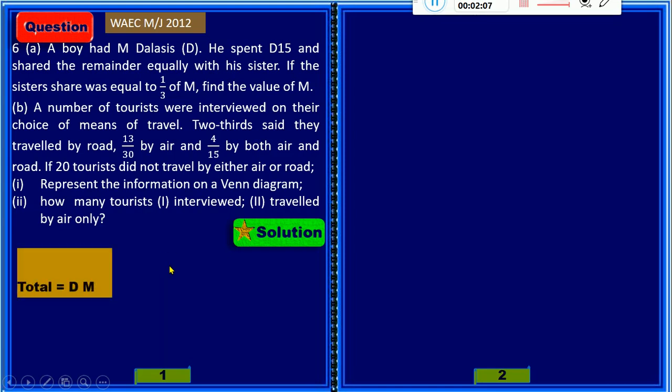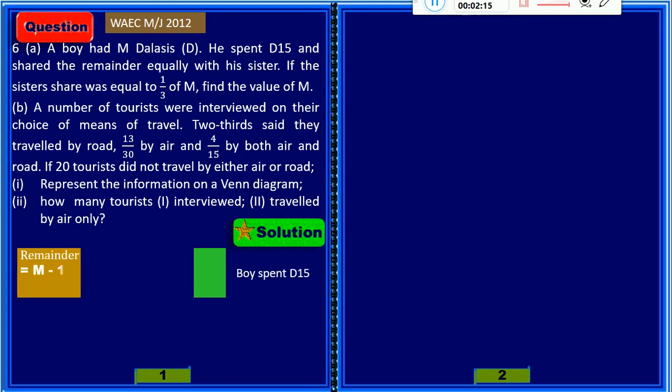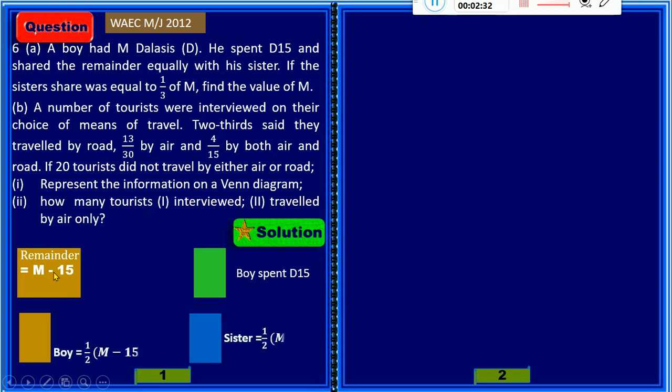This is the total amount of money with the boy. He spent 15, so the remainder should be M minus 15. The remainder, M minus 15, will be shared between the boy and the sister equally. So the boy's share will be half of M minus 15 and the sister's share will be half of M minus 15. But we are told that the sister's share is equal to 1/3 of the total. So the sister's share should be equal to 1/3 of the total money.